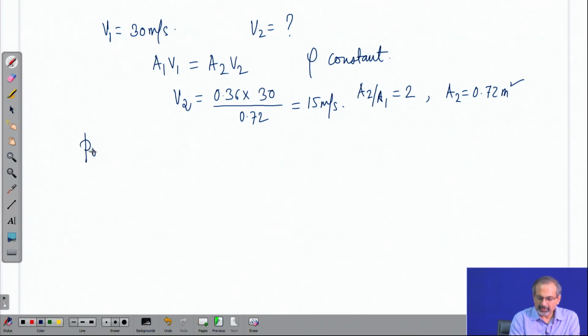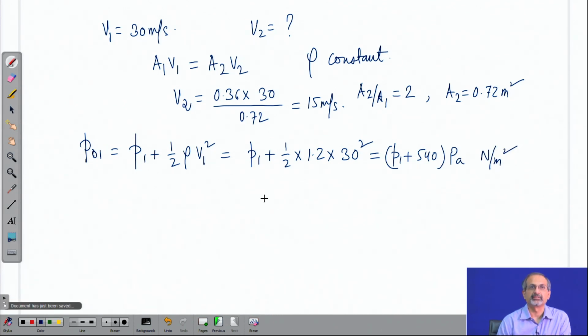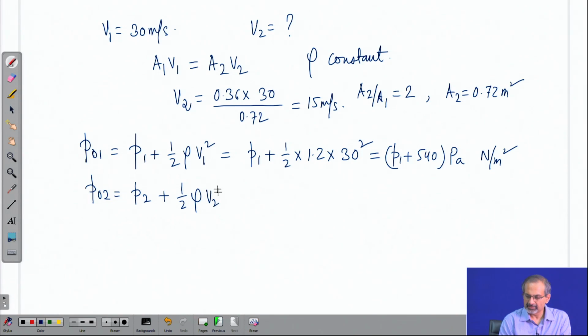Now, if you look at the stagnation pressures at the two stations, P_0 1 and P_0 2, how can you work them out? Let us write down the representations. So, the dynamic part we can write down. The representation will be something like this, so many pascals or newtons per meter square. This is the stagnation pressure at 1. Similarly, you can work out the stagnation pressure at the second point.